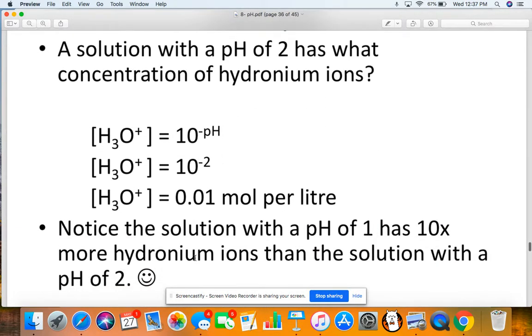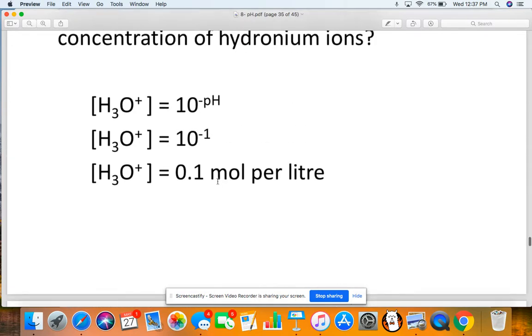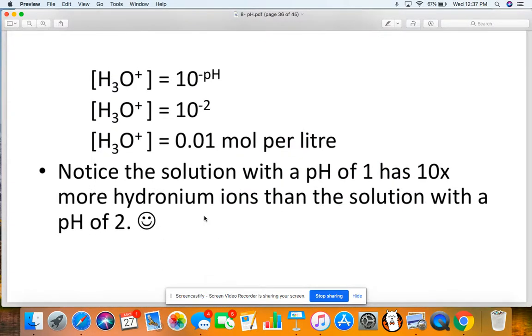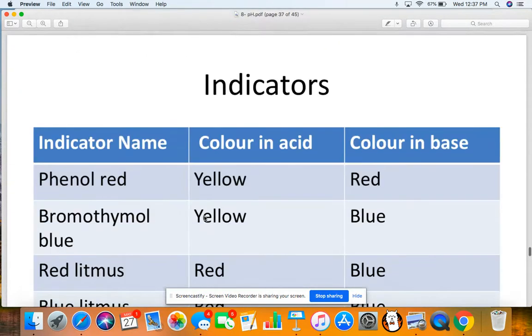Let's take a look at another example. Let's take a look at a solution with a pH of 2. So same idea, we're going to use the exact same formula. This time, instead of typing in negative 1, we're going to type in negative 2 though, because that's our pH. And then we're going to find this concentration, 0.01. And again, because it's a concentration, it's going to be moles per liter. So notice here, this number, compared to this number here, it's a 10 times difference. So that represents that idea of that logarithmic scale.